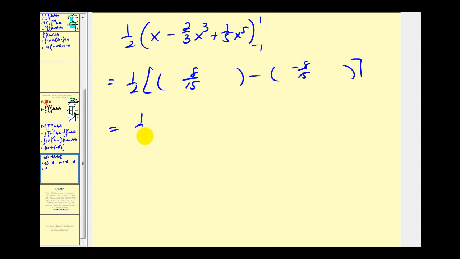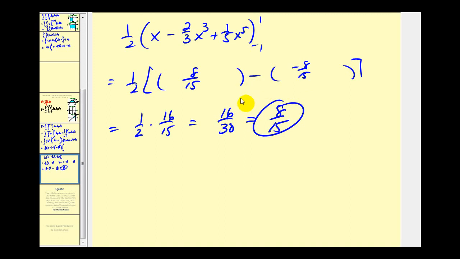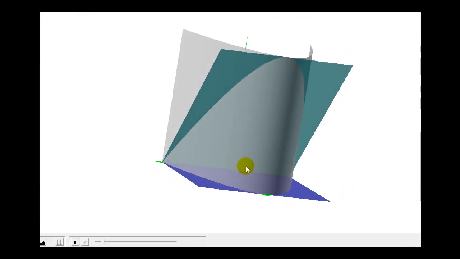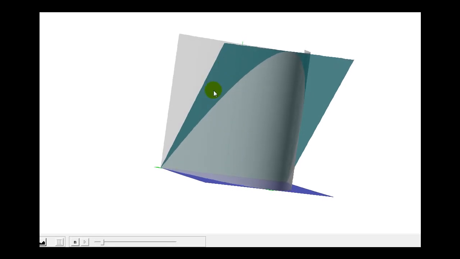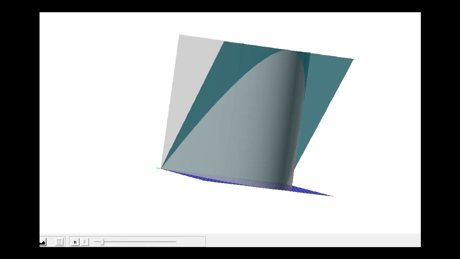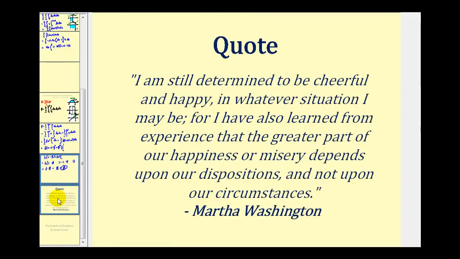So we have 1/2 times, this will be 16/15. So we'll have 16/30, which simplifies to 8/15. And again, this gives us the volume of region V. So 8/15 is the volume of this solid region here, bounded by this green plane and this blue plane and this gray surface. We'll take a look at some additional examples in part 2.